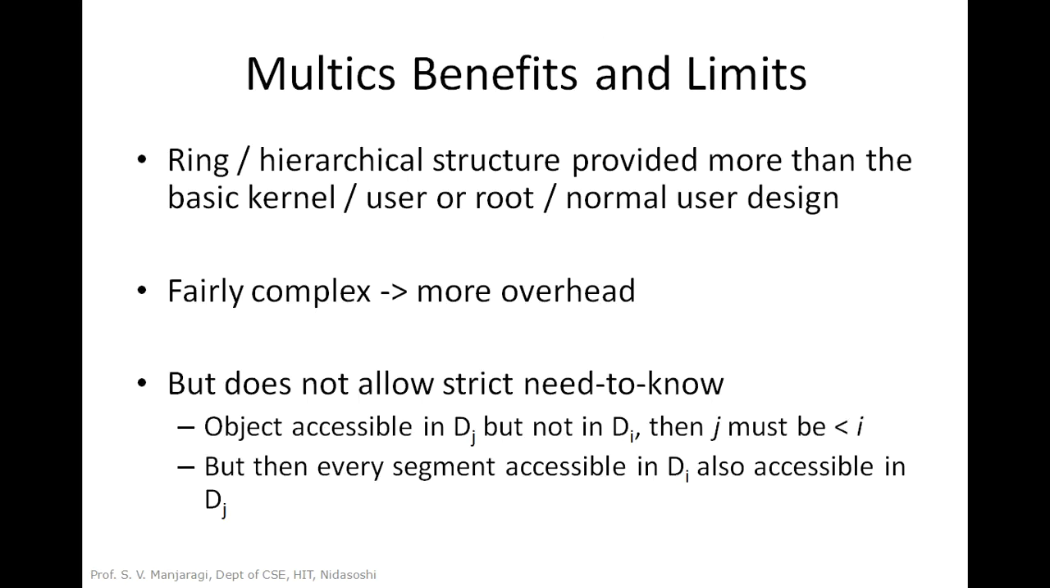Now let us see what are the benefits of Multics and its limitations. So Multics basically provides a ring or hierarchical structure, more than the basic kernel and user, or root and normal user design, and it is a bit complex and adds more overhead onto the system, but it does not allow strict need-to-know. So if an object is accessible in domain Dj but not in domain Di, then j must be less than i. But then every segment accessible in Di is also accessible in Dj.